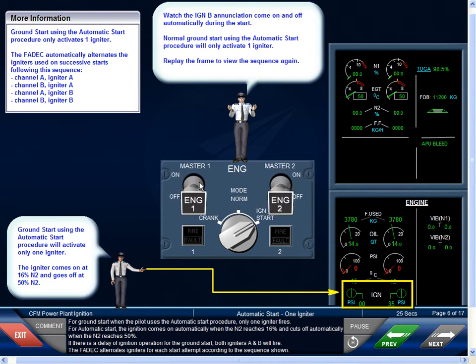For ground start, when the pilot uses the automatic start procedure, only one igniter fires. For automatic start, the ignition comes on automatically when the N2 reaches 16% and cuts off automatically when the N2 reaches 50%. If there's a delay of ignition operation for the ground start, both igniters, A and B, will fire. The FADEC alternates igniters for each start attempt according to the sequence shown.